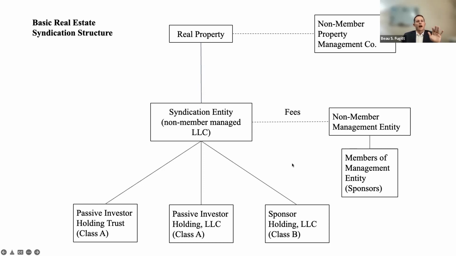It looks overly complicated. At the end of the day, we're just people buying real estate, right? So why do we have all these separate entities? Why does it look like this? It's all for asset protection. Take our real property, for example. The real property is owned directly by the syndication entity, or the fund. That's typically going to be a non-member managed LLC. They own the property, but you have a non-member property management company that is actually running the management. They're the ones dealing with the tenants.